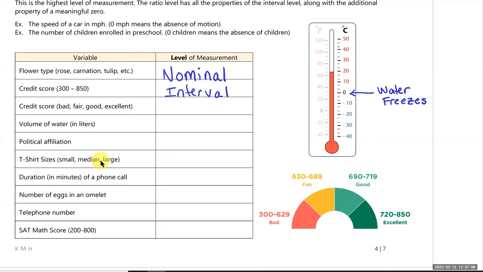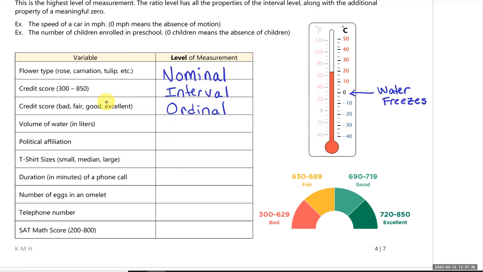Okay. Now let's switch it up. What if I said credit score, but this time reported as bad, fair, good, or excellent? Now it's ordinal, right? It's a name. So it's the context of the question that can matter. But if we're talking about names, that's in order based on your goodness of credit.